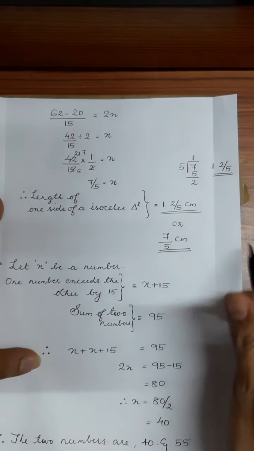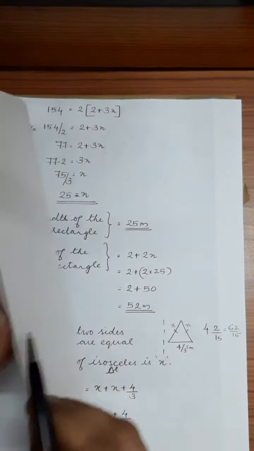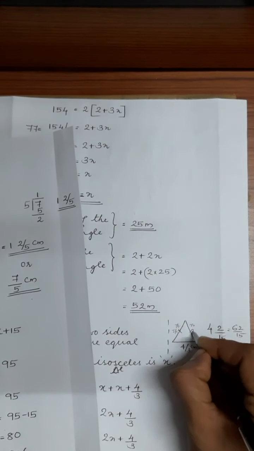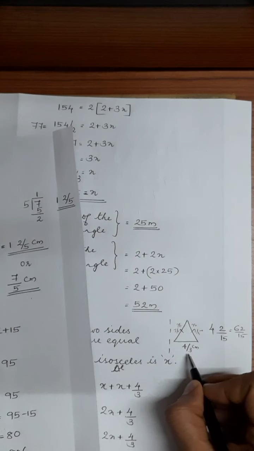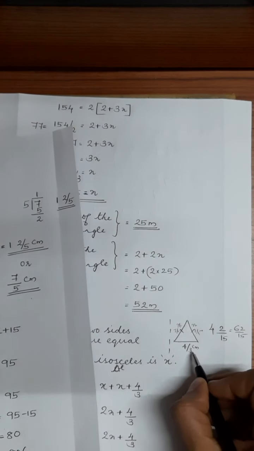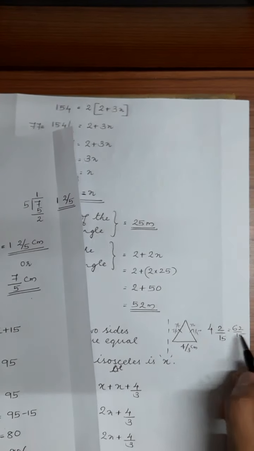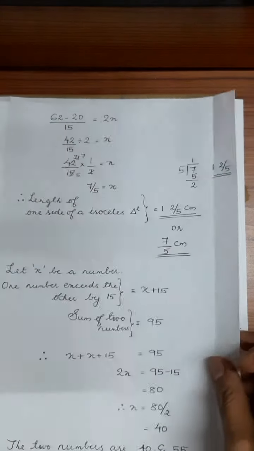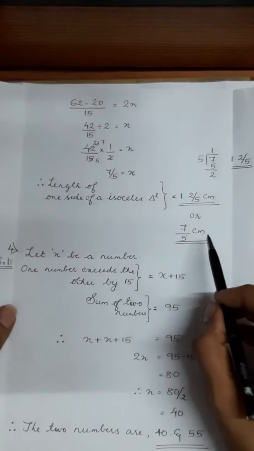Isosceles triangle means both sides will be equal. So here also 7 by 5 will be coming, here also 7 by 5 will be coming, and the base is given as 4 by 3. To check your answer, you can add these 3 and check whether you are getting 62 by 15 or not. Okay, so this is the answer for our third question.